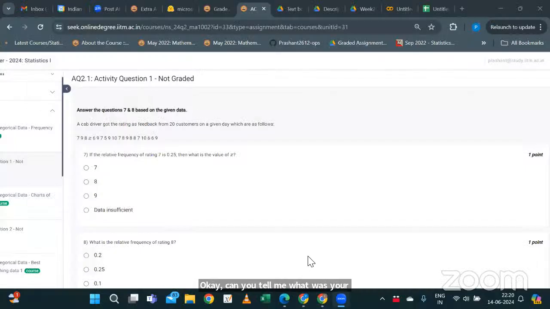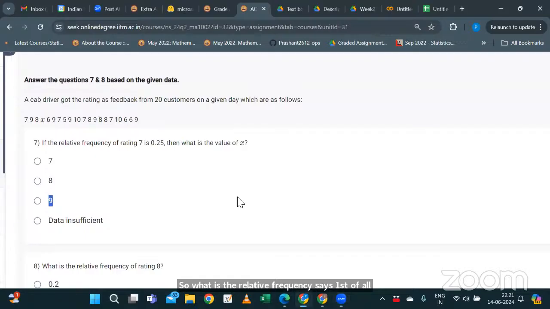Okay, can you tell me what was your approach for this question? This is a cab driver who got ratings as feedback from 20 customers, right? So the question is, if the relative frequency for rating 7 is 0.25, then what is the value of X? So what does relative frequency say first of all? Relative frequency means we need to draw a graph.